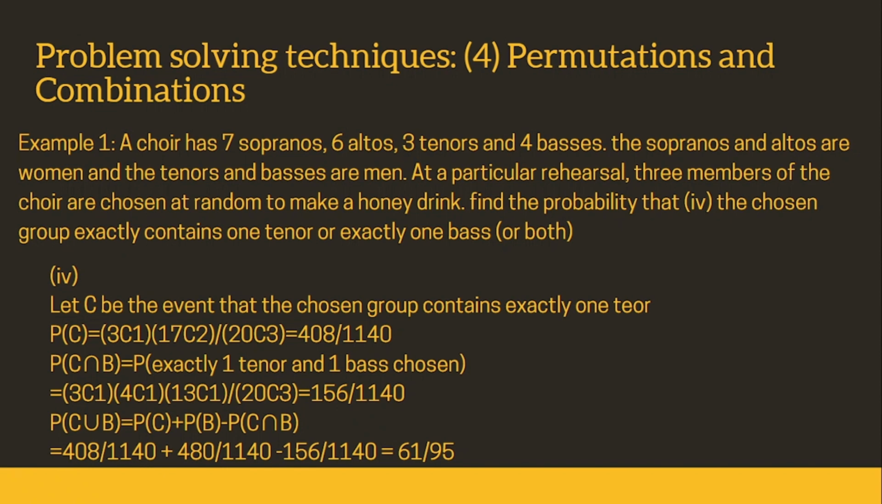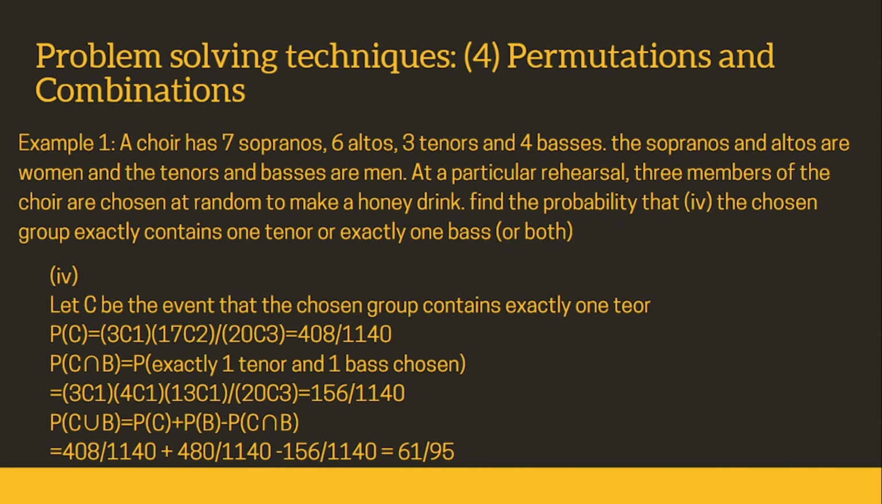Then the probability of C intersection B is equal to the probability that we get 1 tenor and 1 bass chosen. So in that case, it will be 3 choose 1 times 4 choose 1 times 13 choose 1. So we choose 1 tenor, 1 bass, and then from the 13 remainder we choose 1. Divide by 20 choose 3, we get 156 over 1140.